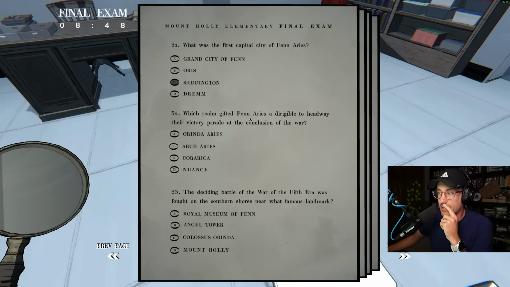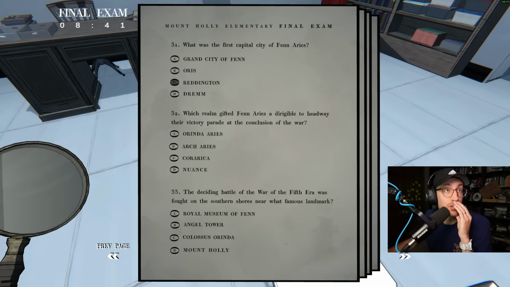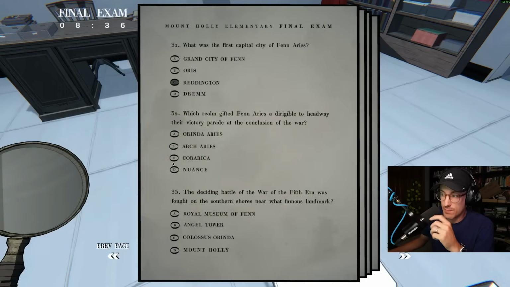Which realm gifted Finn Ares a dirigible? I can run back and find out, but I believe it is green. I want to check that piece of information. Oh my God, this is so much fun. By checking the stamps, which has a green dirigible on it, meaning we guess nuance.